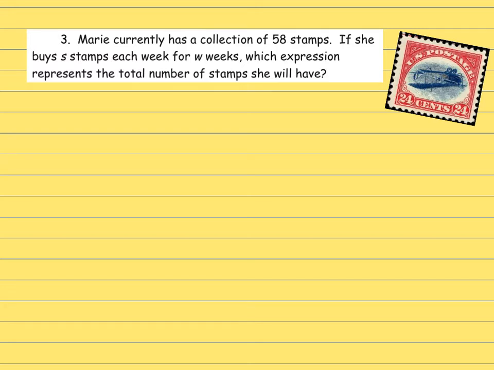So Marie currently has a collection of 58 stamps, is an amount that she already has. That's her starting amount. If she buys S stamps each week for W weeks, that's going to be S times W. Which expression represents the total number of stamps she will have? Total number of stamps is going to be the sum. So the expression that represents this problem is 58 plus SW, or SW plus 58 is equivalent.